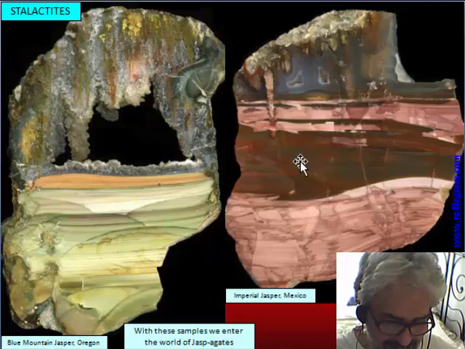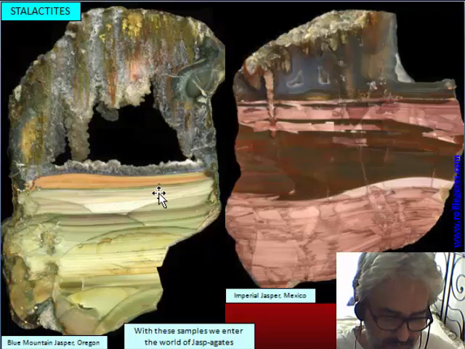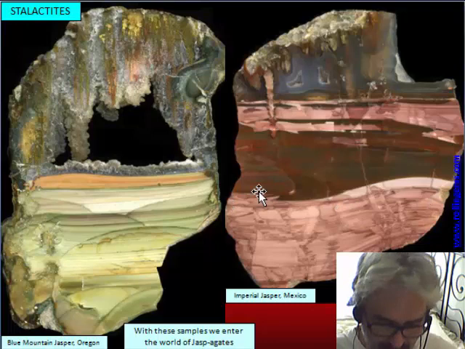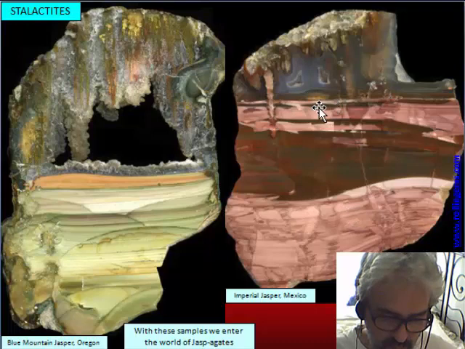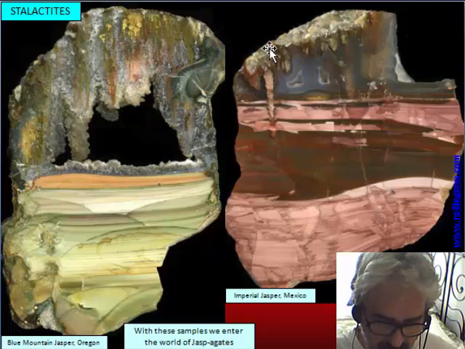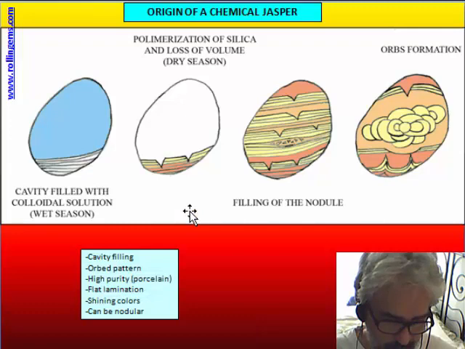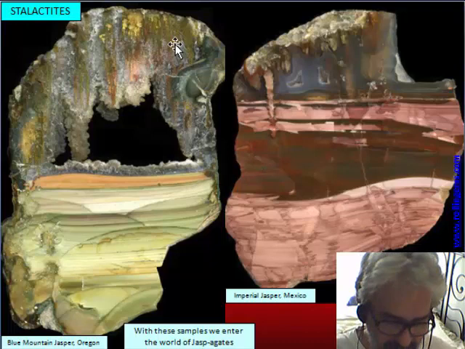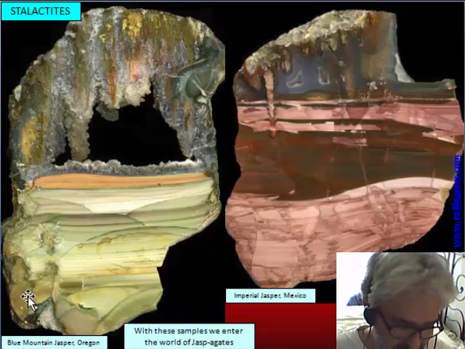So with these two samples, we enter the world of jasper genesis, because it is a moment where jasper not only makes lamina directly from the solution, but some part of the jasper sticks on the cavity floor, on the cavity wall, sticks all around and drips down. And this is a characteristic typical of chalcedony. This is important. So chalcedony is sticking all around the cavity, while jasper never. Jasper always makes flat lamination.